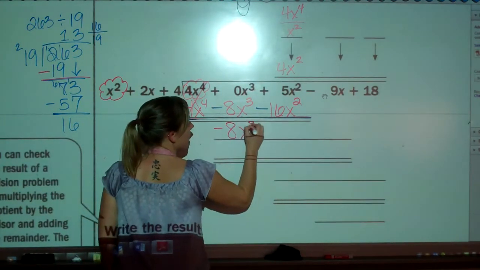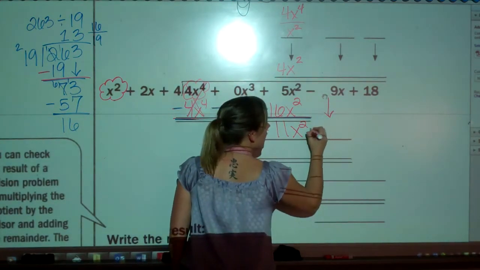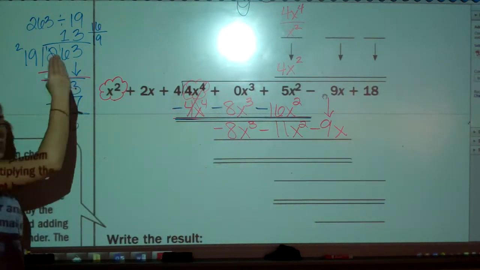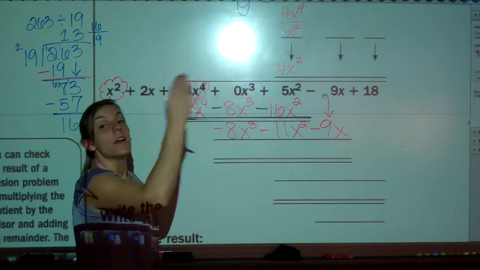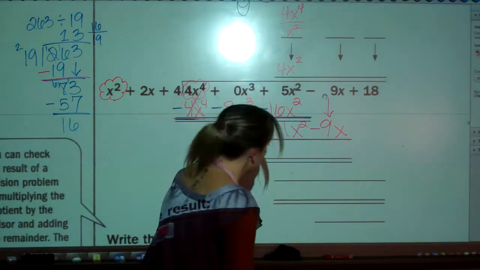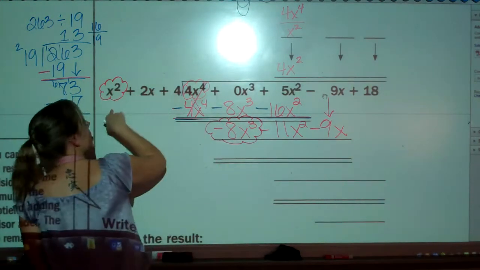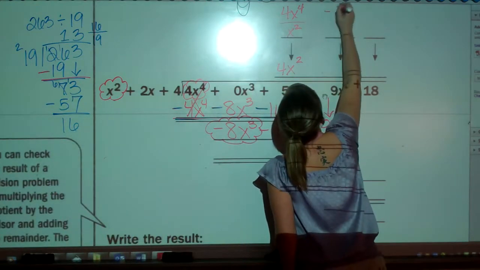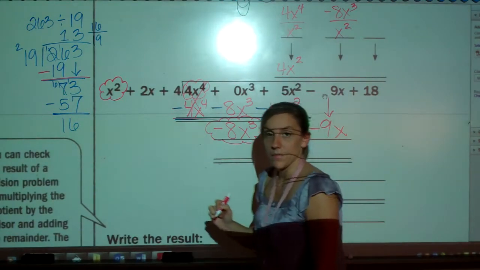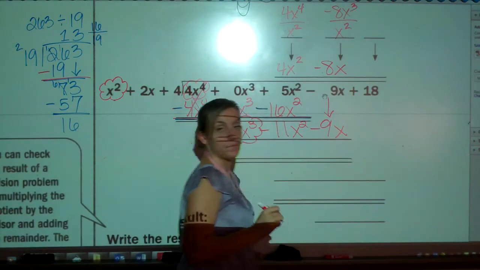Negative 8x to the third, that is a negative 11x squared, and bring down the negative 9x just like we brought down the 3. Once we did one row, now we bring down because we're going to do the next row. So then, again, we're going to divide first term by first term. So negative 8x to the third divided by x squared. When you divide those two, you get a negative 8x.